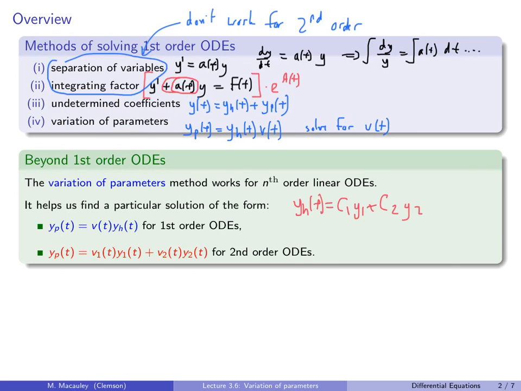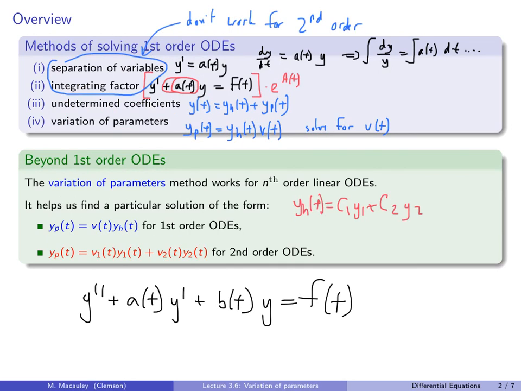And then you can guess what's next. Next, you need to plug this thing back into your equation. So let's maybe write this. So suppose you have y double prime plus, let's say, A of t y prime plus B of t y equals f of t. So you assume that your solution has this form. You take derivatives and you plug it back into here, and it'll show you that this will always work. You can always find a v1 and v2.